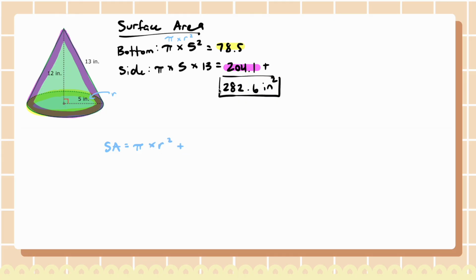Then we added that to this part down here. So we use the radius and this right here, the slant height, to do pi times the radius times the slant. And that's going to form the second part of our formula. So pi times r times s. And just to condense this down, we can rewrite it like this. And that's the formula for surface area of a cone.